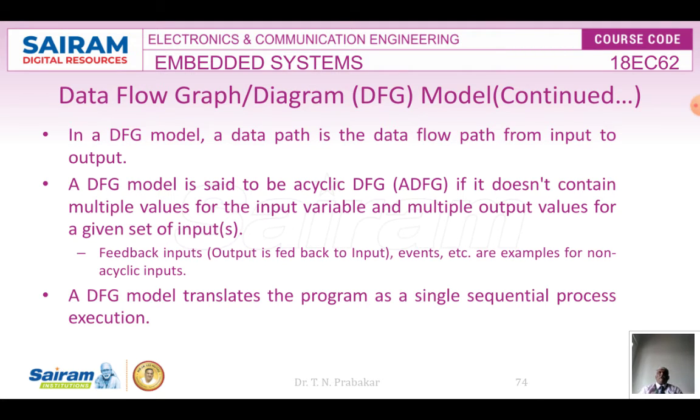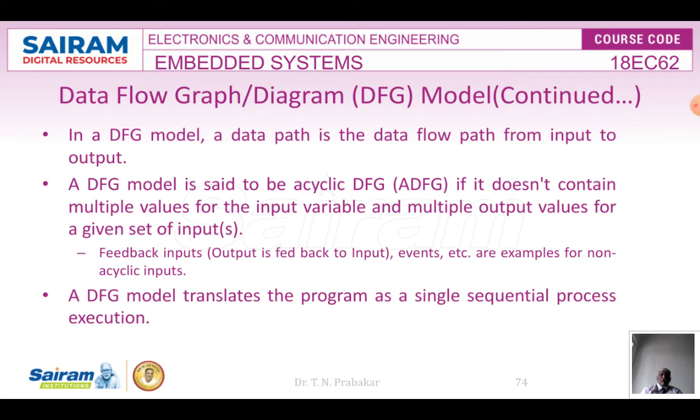Acyclic means there will not be any feedback or loops, right? So there will be an input, then some data processing is done and some output is given. There is no feedback, that is, part of the output being given back as an input. That will not be available in the acyclic case. And a DFG model translates the program as a single sequential process execution.